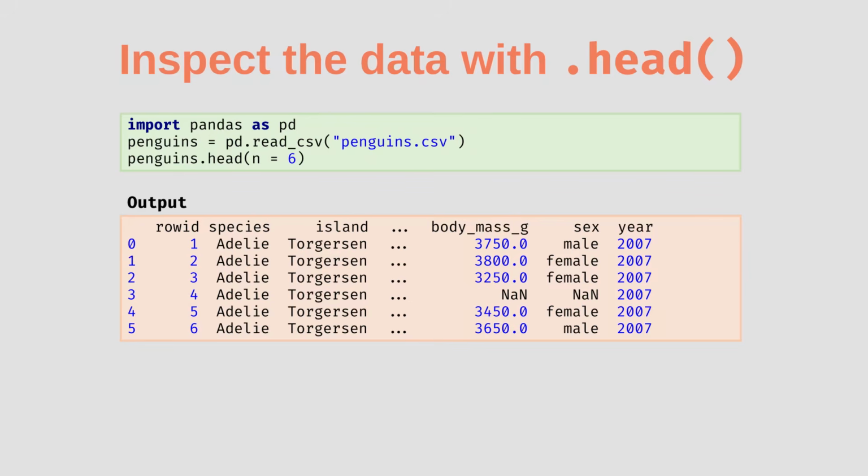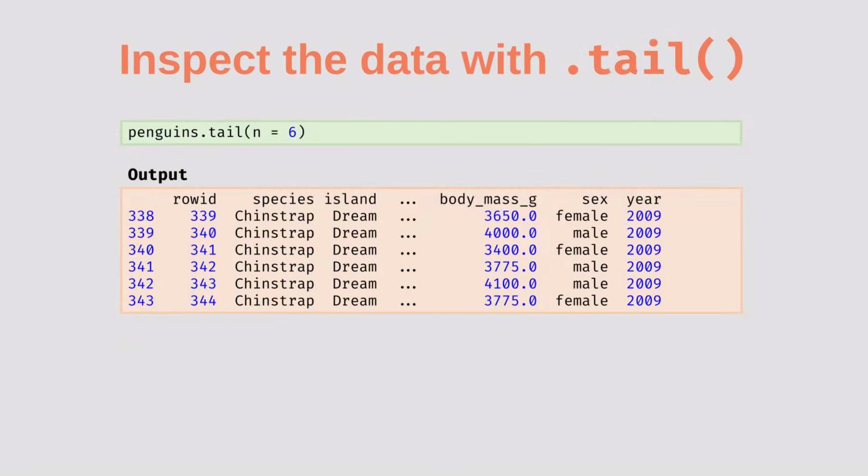This gives us a snapshot of the dataset so we can understand what kind of information we are working with. From the preview, we can see that the data includes columns for row ID, species, island, etc. for each penguin. This gives us a great starting point for our analysis. By default, head gives us 5 rows. We can change that using the n argument and set it to any number we like. Similar to the head function, there's another function called tail that gives us the last 5 rows. We can change that using the n argument as well.